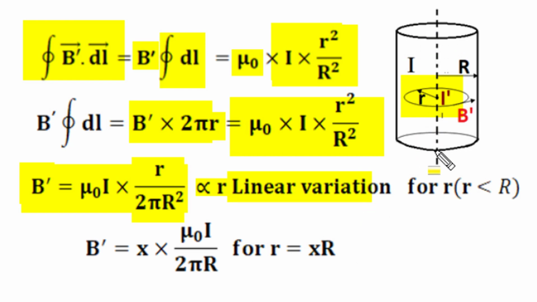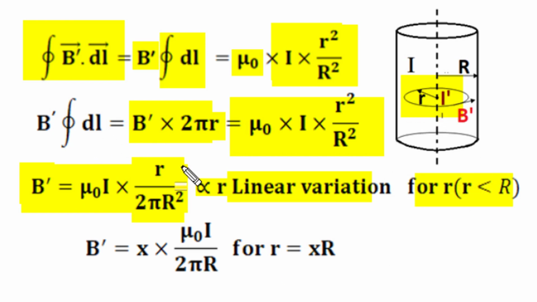For r equal to 0, the magnetic flux density is 0, and as we move away from the central axis, the length of the closed path increases in a linear proportion, but the enclosed current increases in a square of the radial distance relation. So ultimately our magnetic field flux density increases in direct proportion to radial distance for all internal positions.